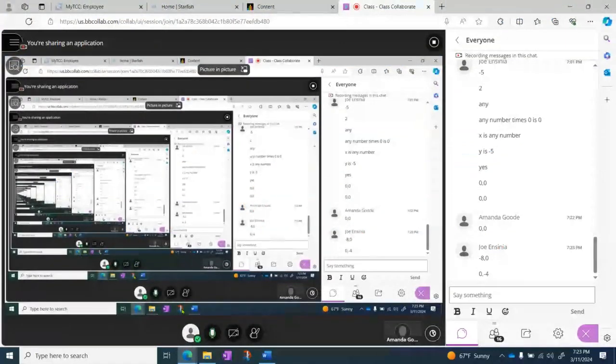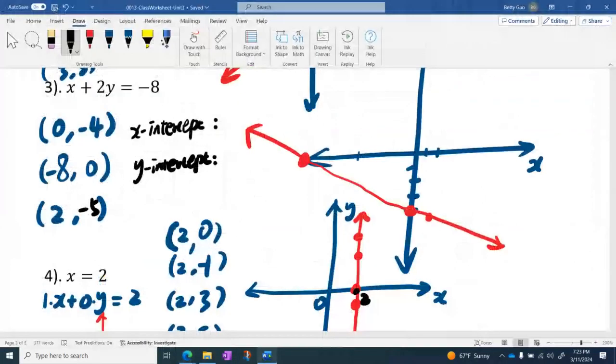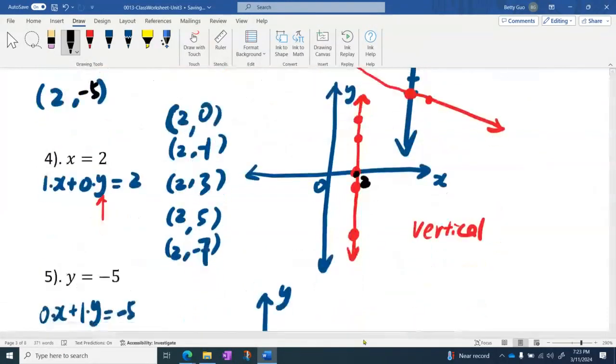Thank you. Very good. Thank you, Jill. Exactly. The x-intercept is (-8, 0). The y-intercept is (0, -4). There we go. Perfect. Number 4.